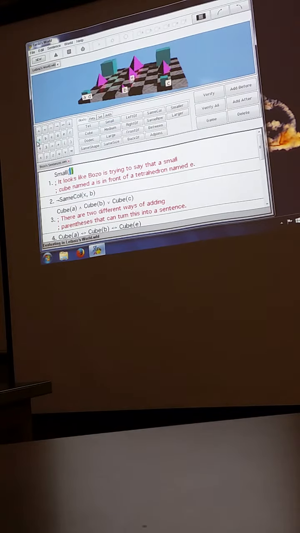A is small, and it's a cube. Cube A. Tell me more about it. It's in front of what? It's in front of E, and lastly, E is a tet.